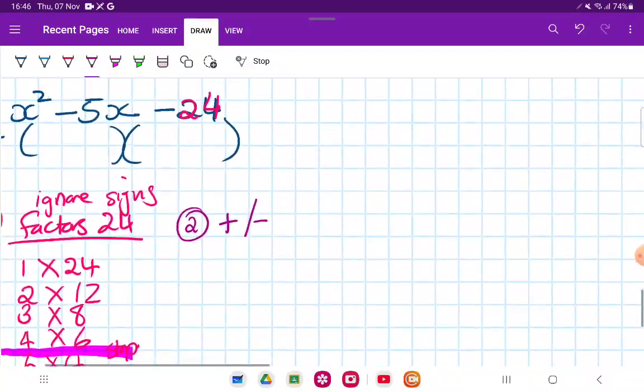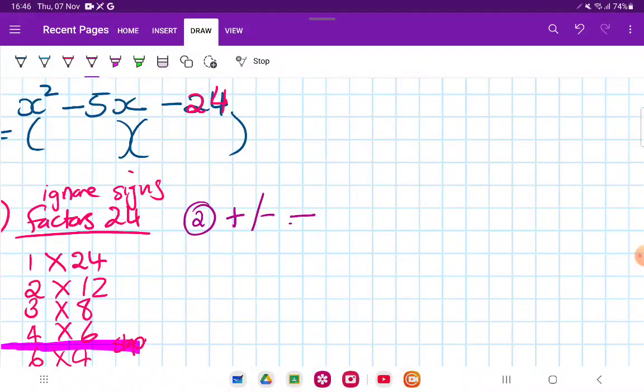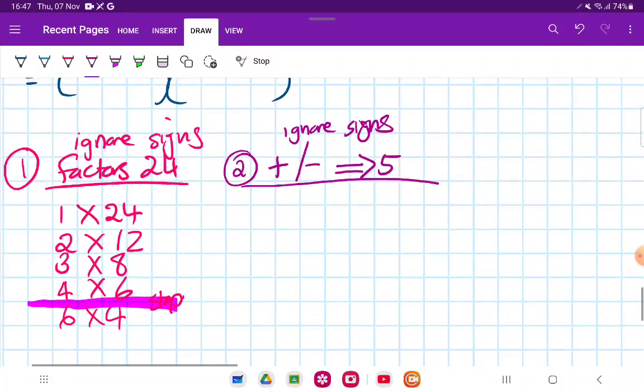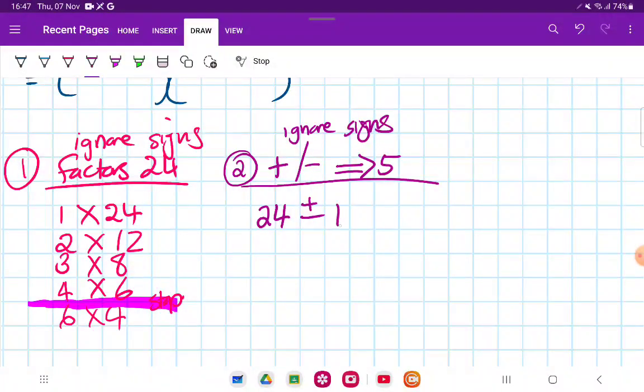And what do we want to get? You are looking for the number 5. Again, I want you to ignore the signs. Now, the only reason why you can ignore the signs is because step 3 is only on the signs. So what are you going to do? You're going to say 24 plus minus 1, 12 plus minus 2, 8 plus minus 3, and 6 plus minus 4. Remember, this is where we stop.